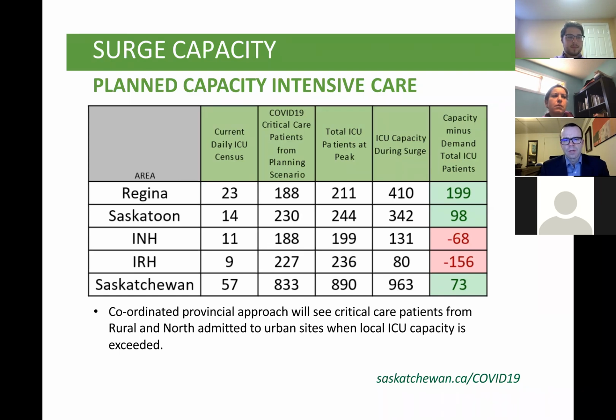And in the north and rural areas, they don't have enough capacity for ICU. And this is where we emphasize that this is a coordinated provincial approach. It will see critical care patients flow from rural and north into the urban centers as their capacity levels reach and maybe exceed what they're able to manage locally. But even in the very early stages of this, we are going to be moving patients around within the province to the different critical care capabilities in order to make sure that patients receive the right care in the right environment. Next slide.